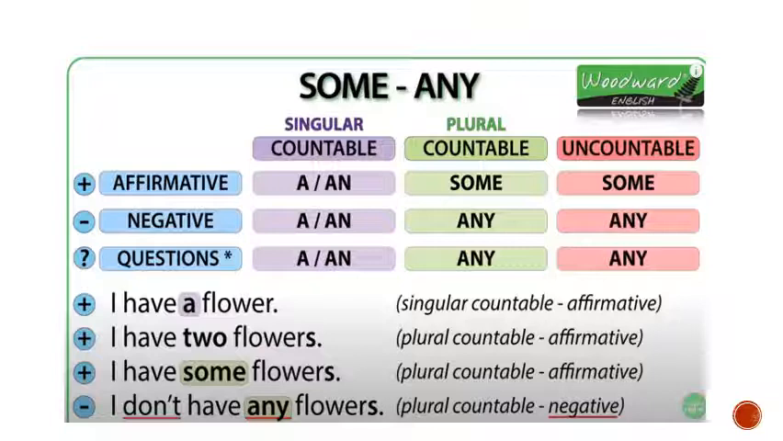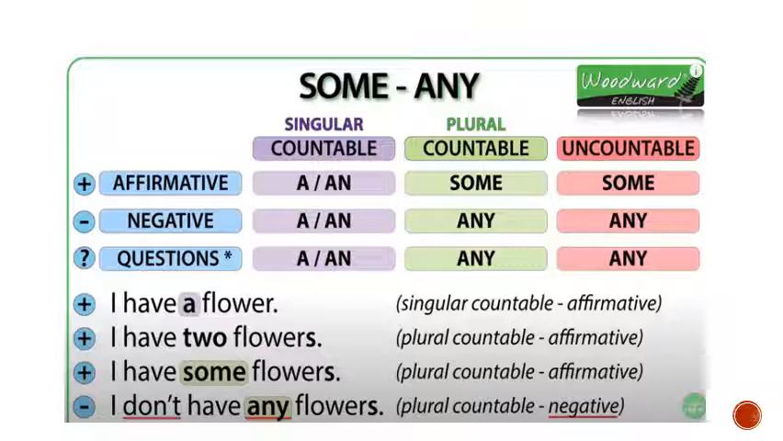What about plural countable nouns? Flowers, books, pens, etc. In affirmative sentences, we use some, while in negative and in questions, we use any. The same happens with uncountable nouns. We use some in affirmative sentences with an uncountable noun, and we use any in negative and in questions with uncountable nouns too.